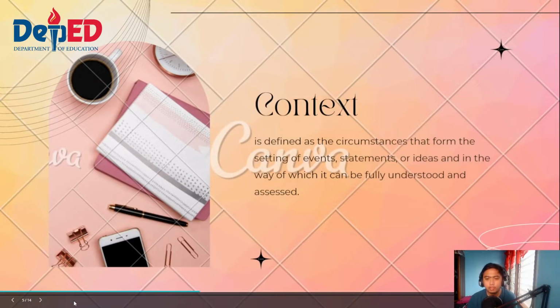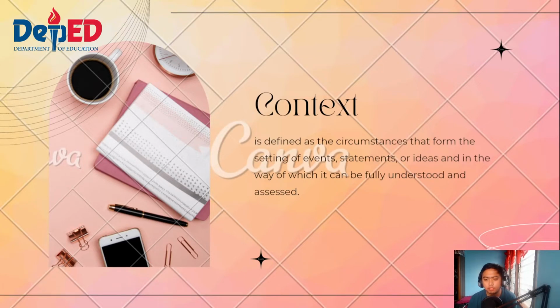So let's start with the meaning of context. Context is defined as the circumstances that form the setting of events, statements, or ideas, and in the way of which it can be fully understood and assessed. So context is basically looking at what the meaning of the event happening in the text is, or what a line means, let's say a phrase from a certain poem. What is the idea of that certain phrase? So that is context.